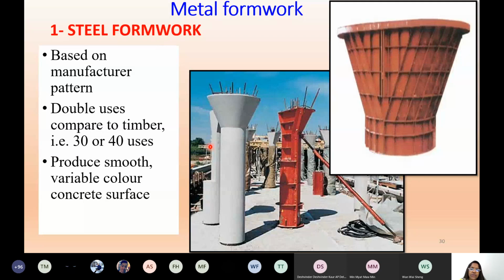Next is the metal formwork. Similar to this, you have metal formwork.